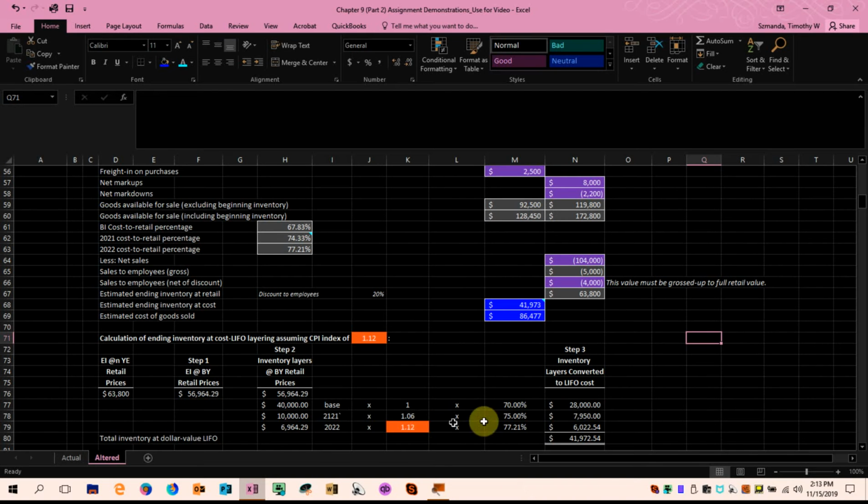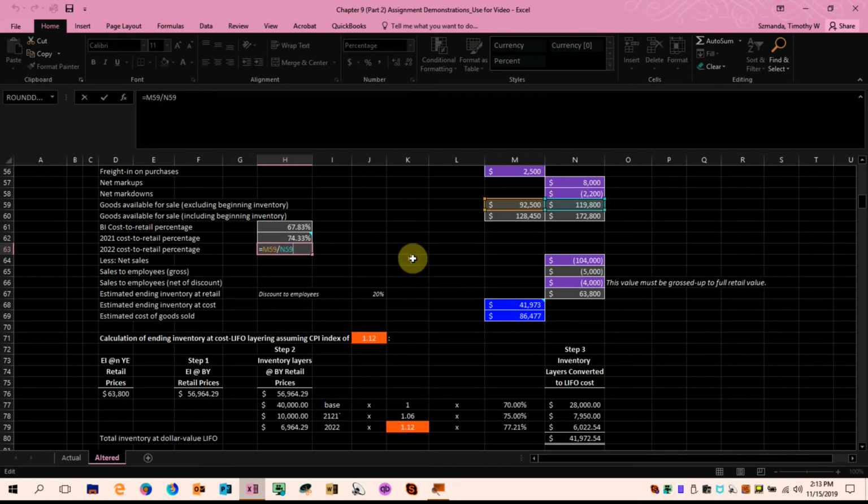And so the index for cost to retail remained the same, except now we have to calculate a third cost to retail percentage. And that third cost to retail percentage, again, is going to be the goods available for sale, excluding beginning inventory, and we'll take the cost versus the retail of those values, divide the cost into the retail, and we have 77.21%. So we have a different cost to retail percentage each year.